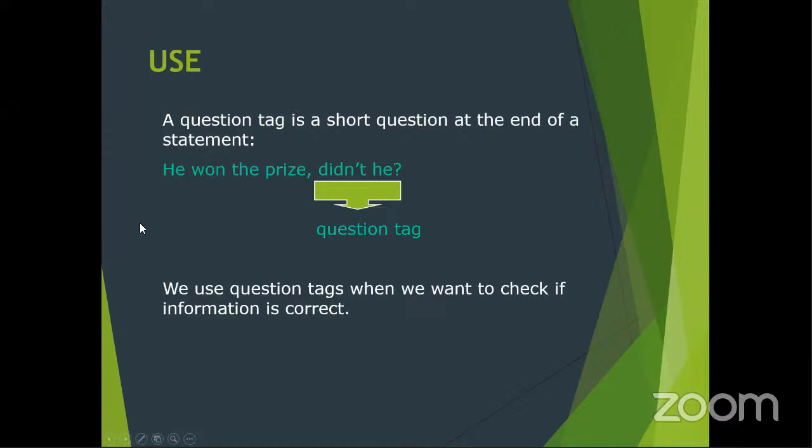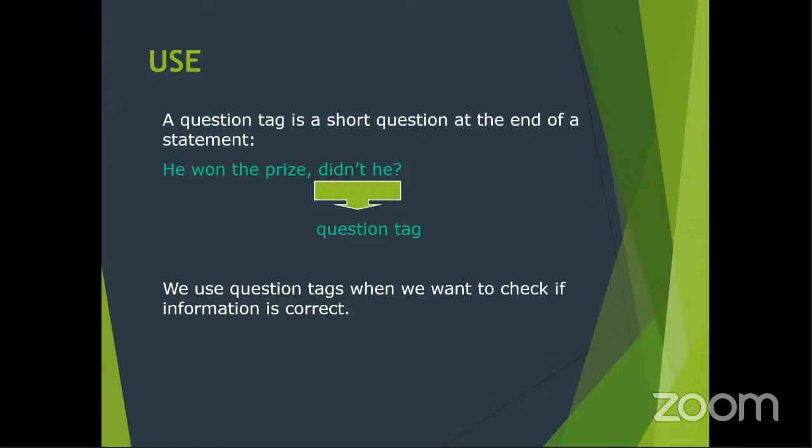Okay, this is something that some student asked me yesterday. They didn't understand the structure of the question tags. Well, it's pretty easy. Yesterday, as I said, if the statement is positive, the tag question is negative, and vice versa. If the statement is negative, the tag question is positive. This is the use. A question tag is a short question at the end of a statement.